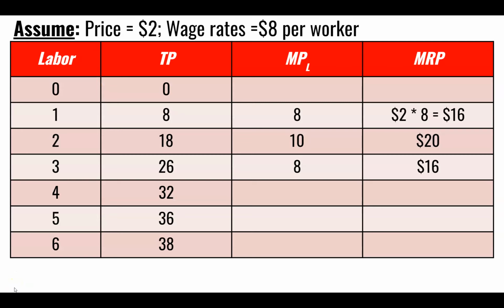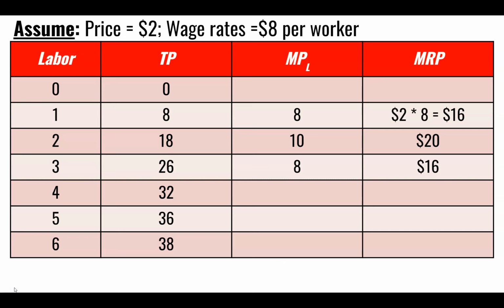So imagine I'm running a lemonade stand where I'm charging $2 for a glass of lemonade, and I'm hiring workers at a price of $8 per worker for the day. So we look at how much total product there is. The first worker creates 8 cups of lemonade, so his marginal product, the change in total product over the change in output, is 8. The second worker comes in, and with 2 workers I can produce 18 cups of lemonade. The first worker added 8, which means the second worker added 10.